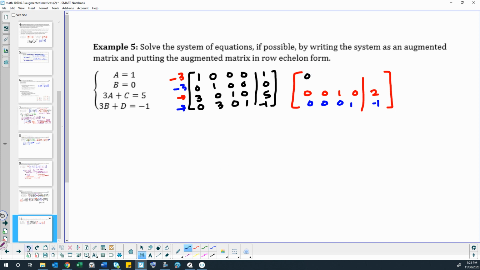So we have, I wrote the wrong number. 1, 0, 0, 0, 1. 0, 1, 0, 0, 0. And then we have A equals 1, which we already knew, and B equals 0, which we already knew, and C equals 2, and D equals negative.